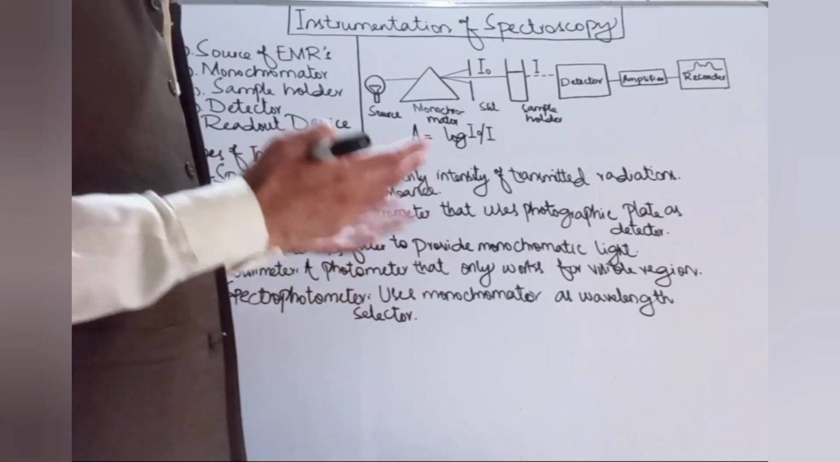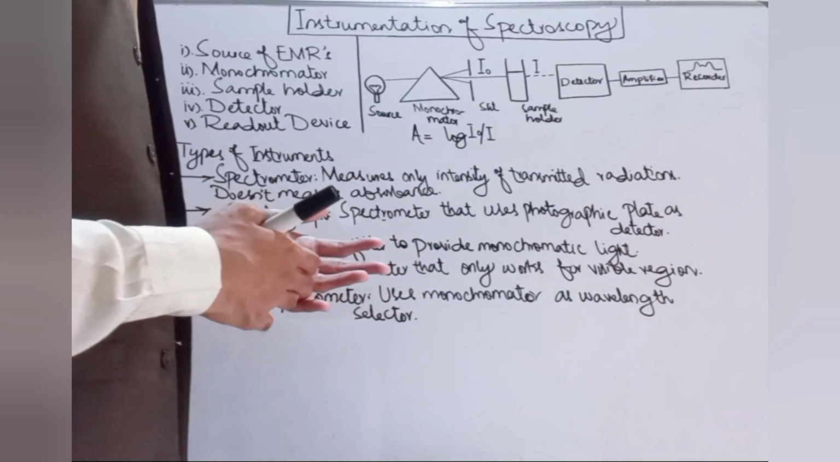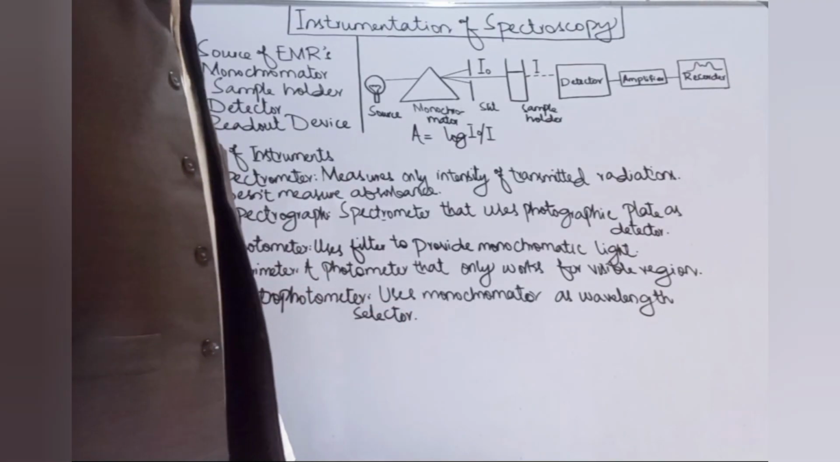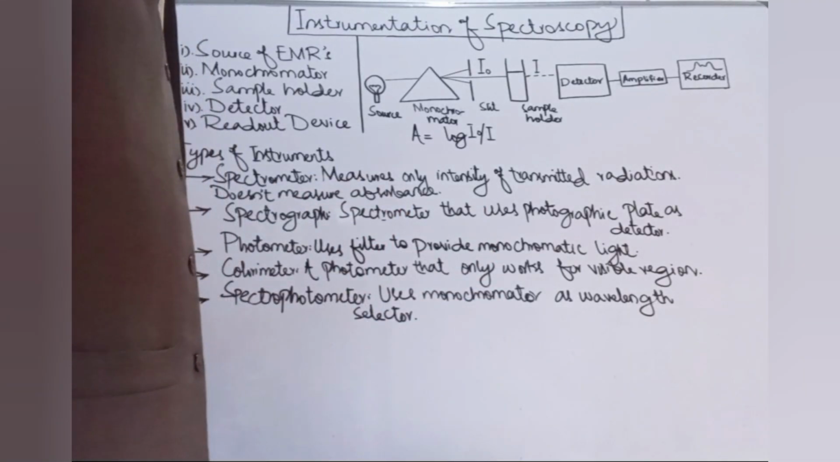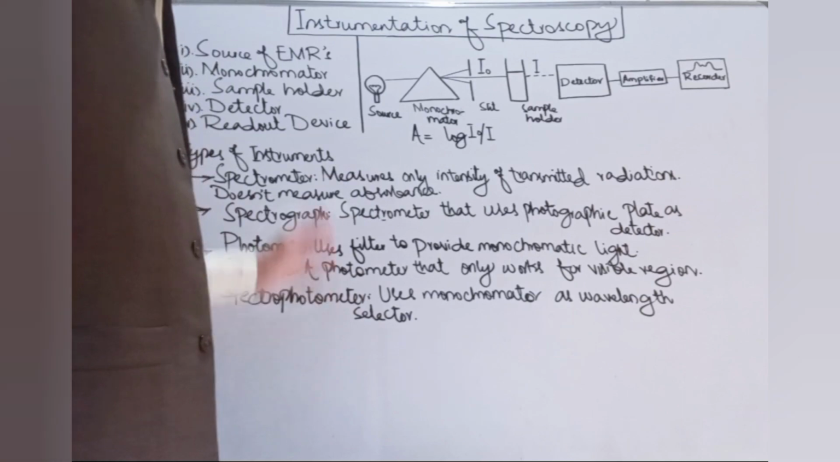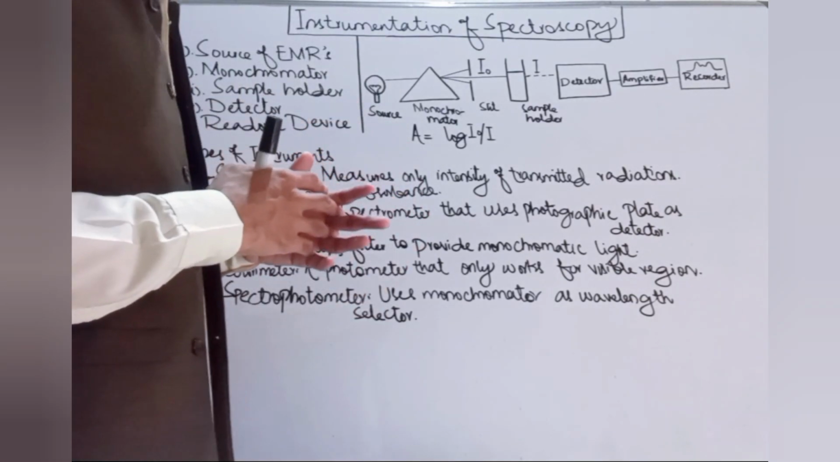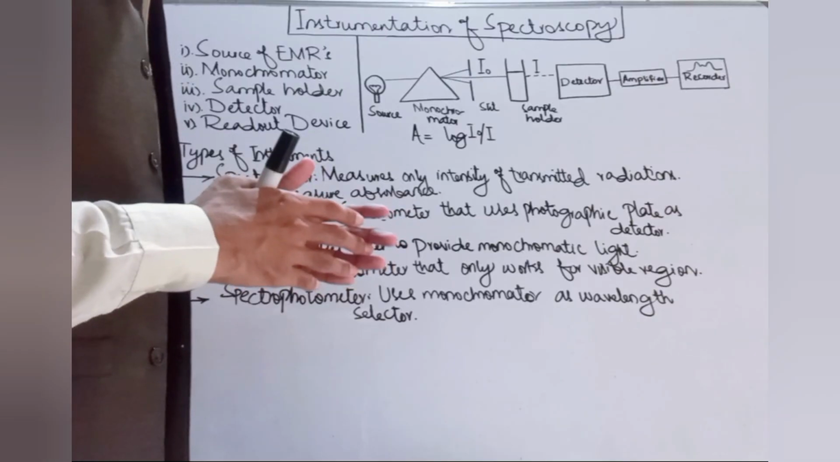There are many types of detectors that are used in spectroscopy. Most of the time photomultiplier tubes are used as the detector, but some other kinds of detector are also available. And the detector converts the transmitted radiation into electrical signals.